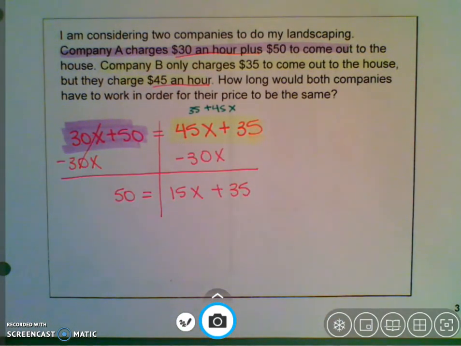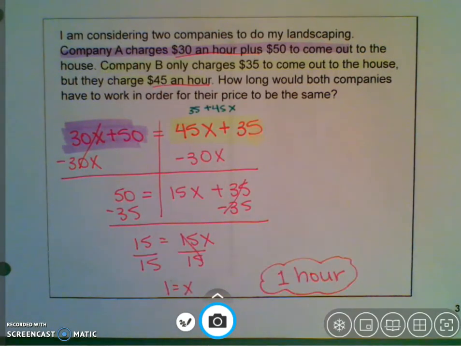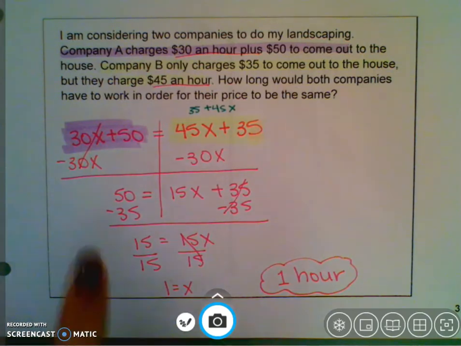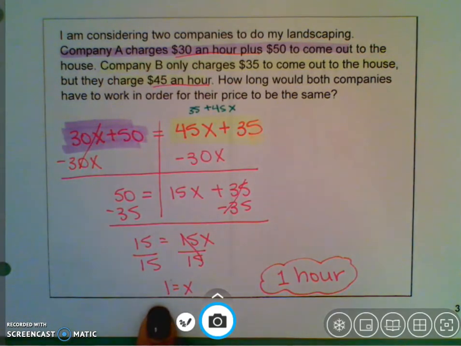So the first thing I did was get rid of the 30x. The next thing I have to do is get rid of the 35. So when you do that, you're left with 15 equals 15x, and your last step is to divide. So don't forget when you do this, 15 divided by 15, it makes a 1. So how long do both companies have to work in order for their price to be the same? 1 hour.